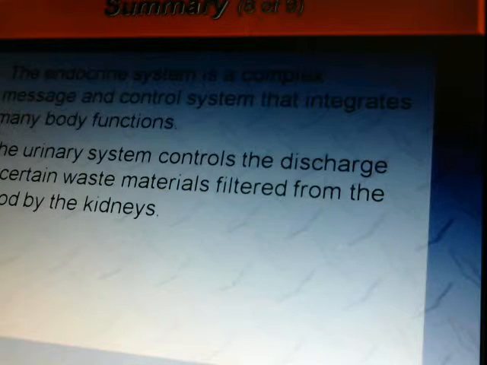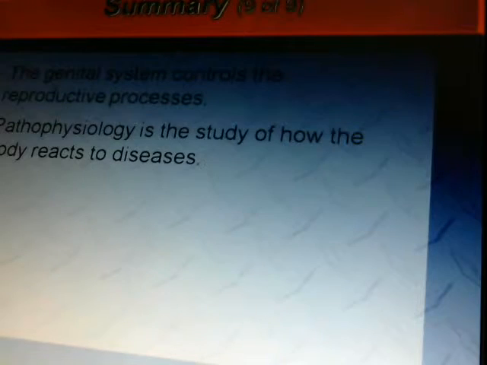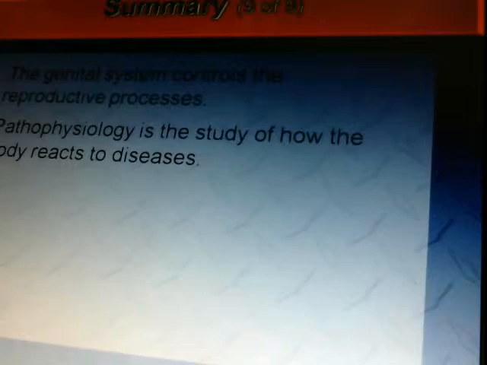The endocrine system is a complex message and control system that integrates many body functions. The urinary system controls the discharge of certain waste materials filtered from the body by the kidneys. And the last slide for summary here is the genital system, which controls the reproductive system. Pathophysiology is the study of how the body reacts to diseases.